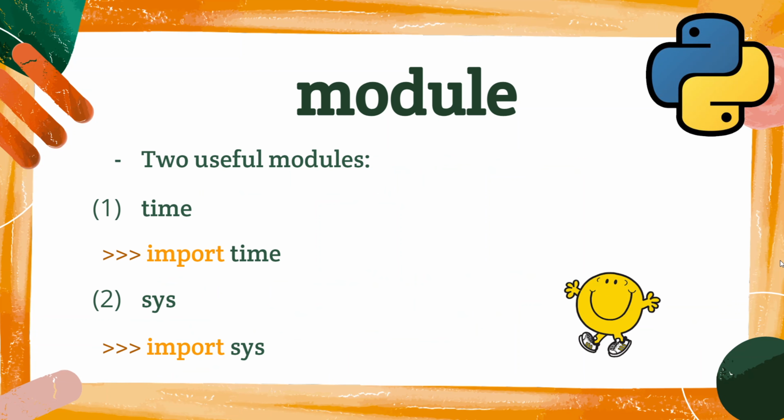Let me introduce 2 useful modules. First is time module. In order to use the methods from this module, you have to add import time at the top of your program. Second is sys module. Same thing. In order to use the methods from this module, you have to import sys at the top of your program.